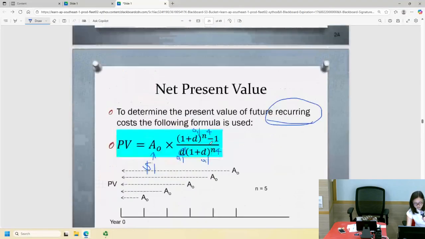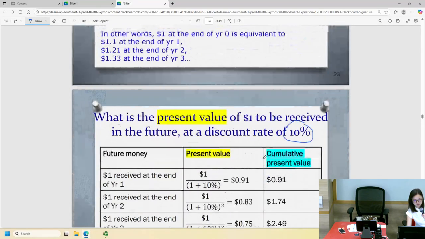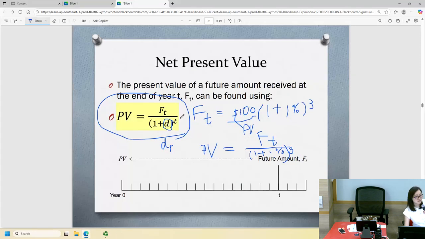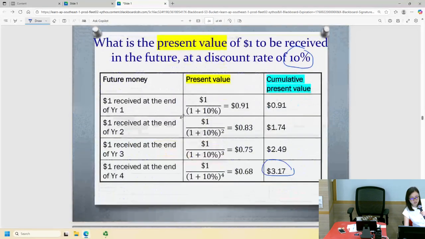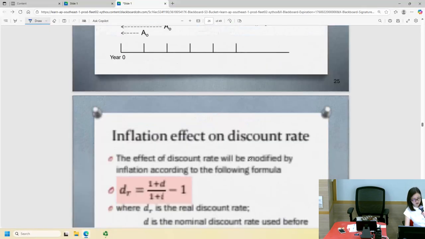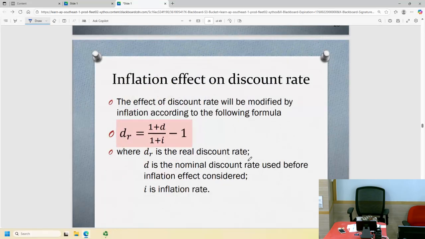Actually in this equation I should use DR to represent the real discount rate. And here this should be DR. We should use the real discount rate in this net present value equation and also this cumulative net present value equation. This should be DR, the real discount rate. So the real discount rate has taken the interest rate and the inflation into consideration.